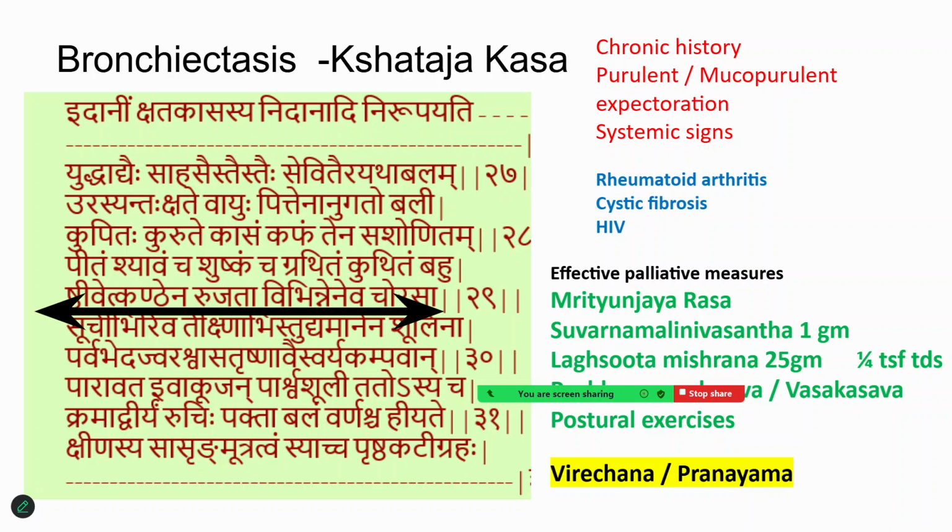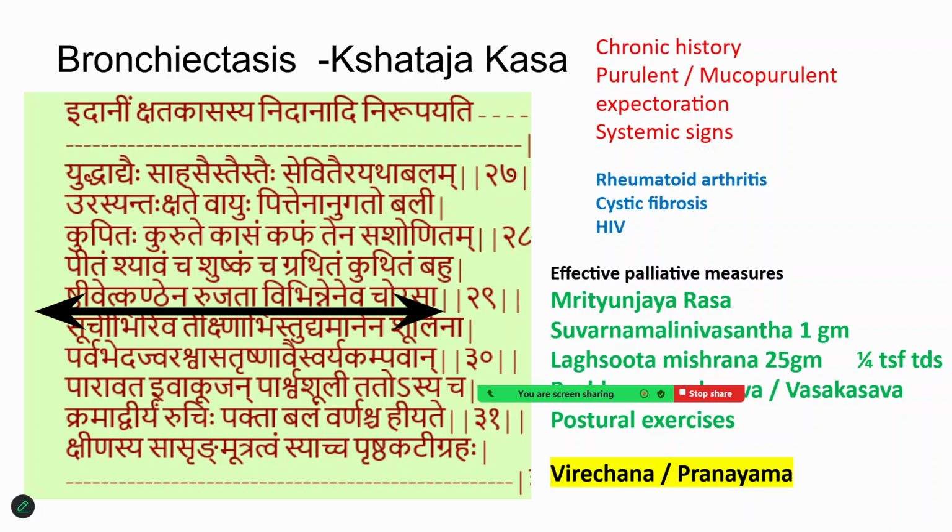And my usual prescription would be Mrityunjaya Swarnamalini Vasanta with the Lavangadi Mishrana, which is given regularly. Then expectorant kashayas like Vasakasava or Somasava or Draksharishta could be given. Postural exercise also is an important issue. Pranayama produces a significant change. Virechana also can produce some changes in the course of the disease if the patient is fit.